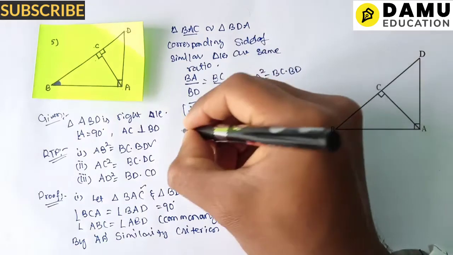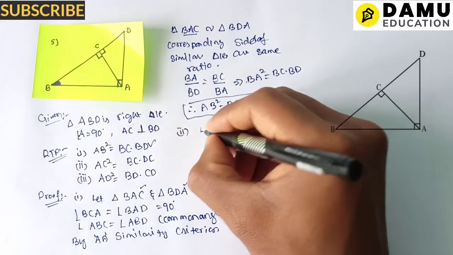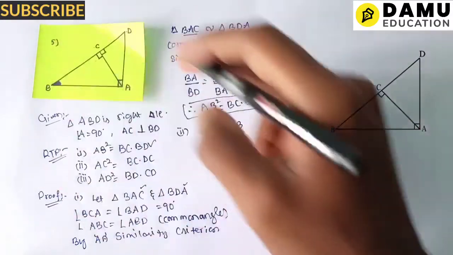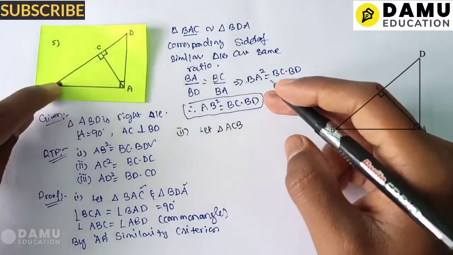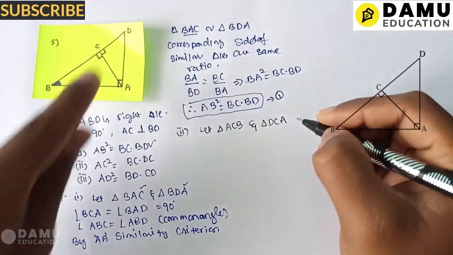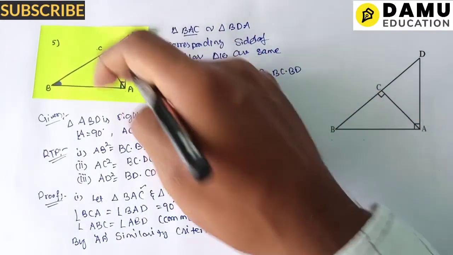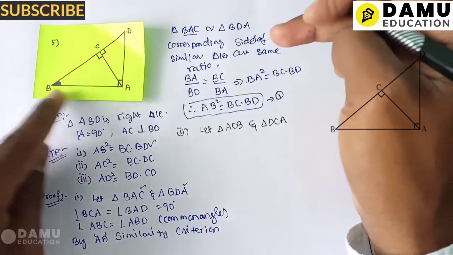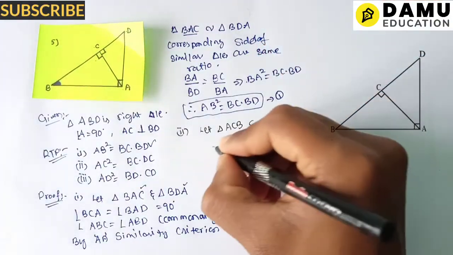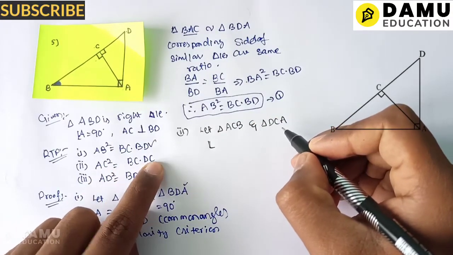Let's write the second one. For the proof of the second one, take triangle ACB, going from the top to the base, and another triangle DCA. So we consider these two triangles now, ACB and DCA, height to the base in both. Why have we taken ACB and DCA? Because we are considering BC and DC.